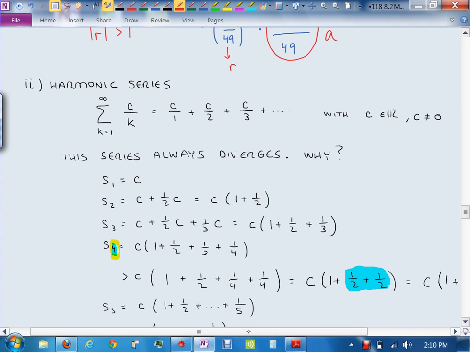I did 1 over n. And so our sequence was 1 plus 1/2 plus 1/3 plus 1/4 plus 1/5. And we saw that that one diverged, didn't it? So it says that all harmonic series, all of them, always diverge. And the question is why? And this is somewhat tough to explain.